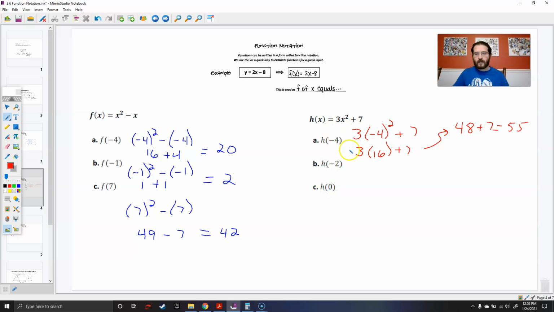All right, and we just do the same thing for the other ones. So this would be 3 times negative 2 squared plus 7. And I'm just going to give myself a bunch of space for this one. First, negative 2 squared, so we get positive 4. So it's like 3 times 4 plus 7. So I'll do another squiggle. So we get 12 plus 7, and so we get 19.